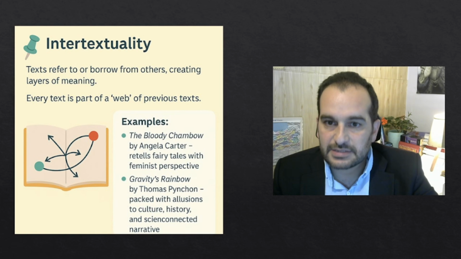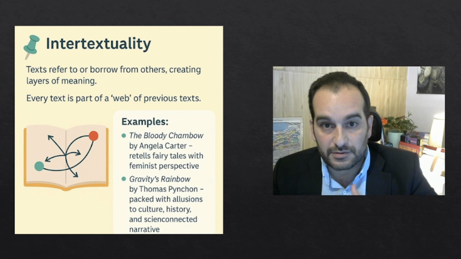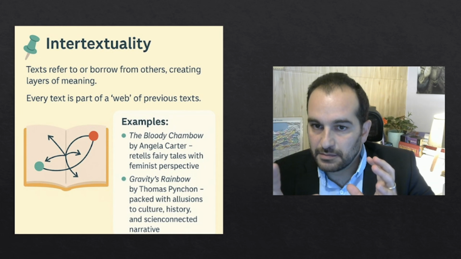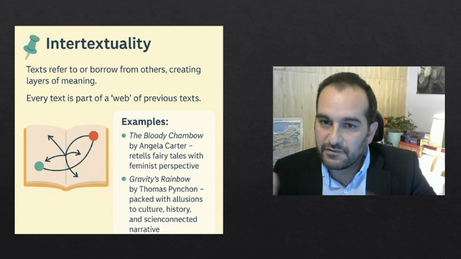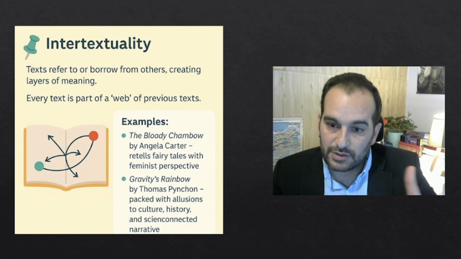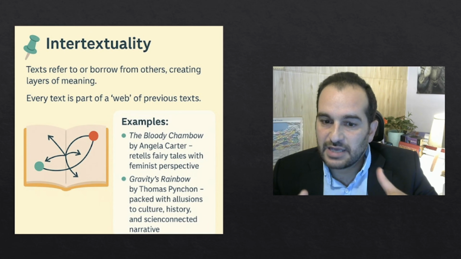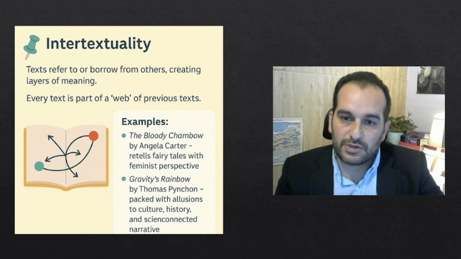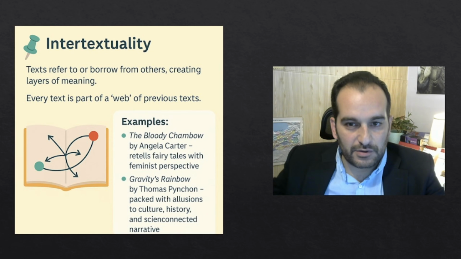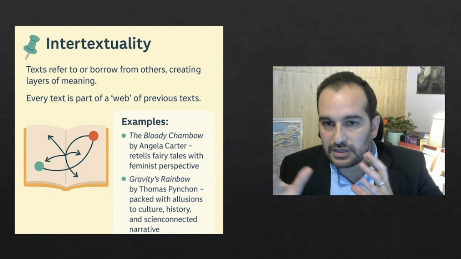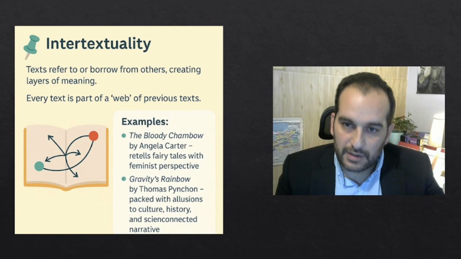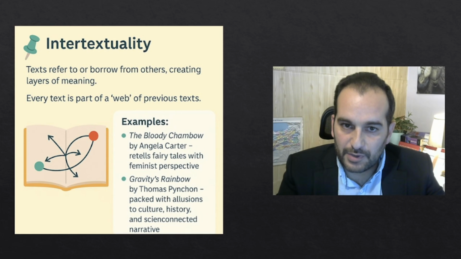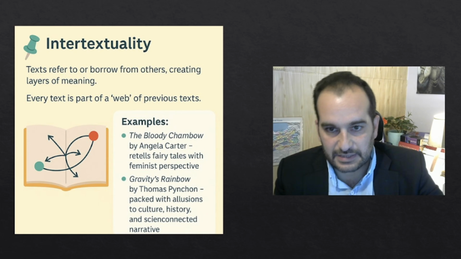The next one, the fourth element, intertextuality. It's when texts refer or borrow from other texts, creating layers of meanings. We see here some literary works providing references or quotes from other literary works. This creates layered meanings. So it's like when you see a literary work mentioning another previous literary work or giving a quote from another literary work. So this is called intertextuality. Every text is a part of a web of previous texts.